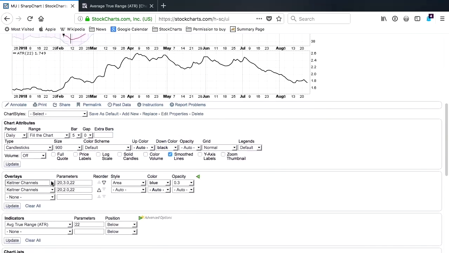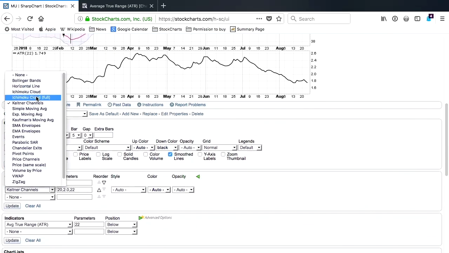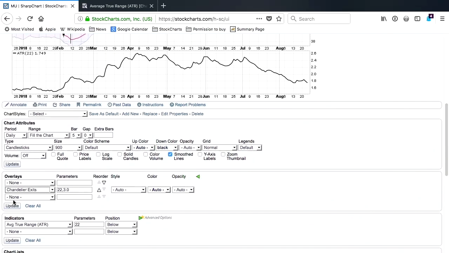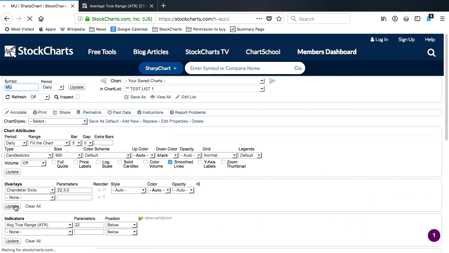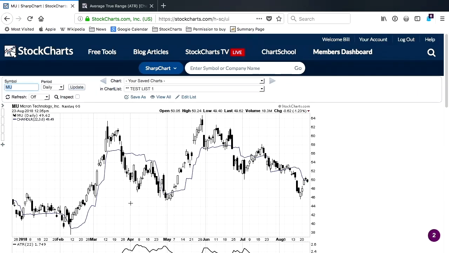So we'll take those off, and then we'll move over to some Chandelier Exits. Again, Chandelier Exits using a 22 period ATR and 3 units. And the Chandelier Exit, it's called an exit, but what it really is designed to do is just to keep you in the trade and follow the trend.